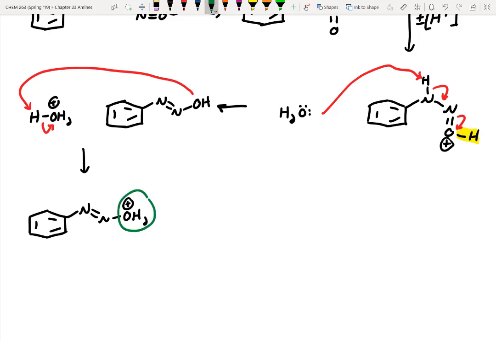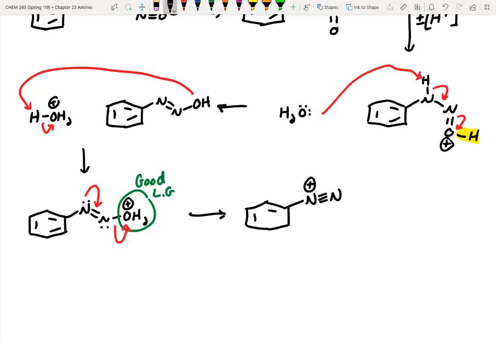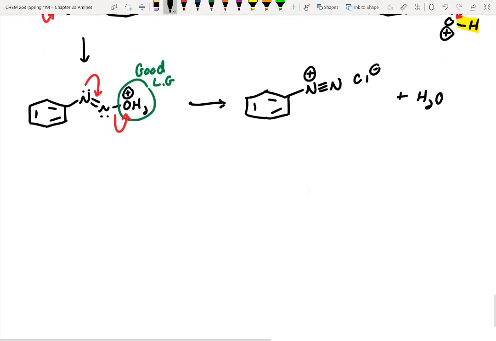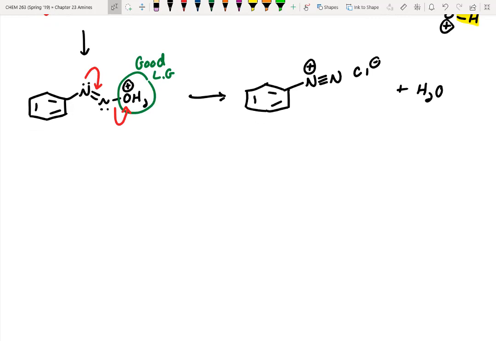Just like we saw before, this is a good leaving group. We need to shove off that leaving group, so I'm going to take this lone pair, form our triple bond, and eject off water, all in the same step. Now we have our diazonium salt. We still have chloride floating around, and we've got water as our byproduct. All right, so that was our first major reaction. I just wanted to review that so we got practice.